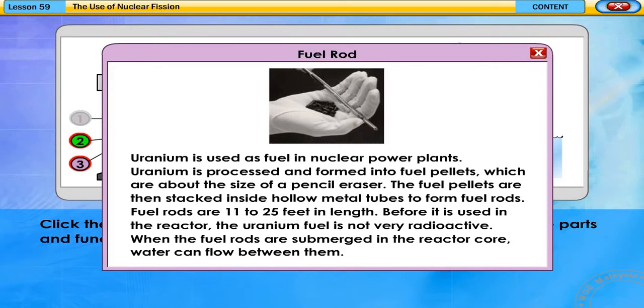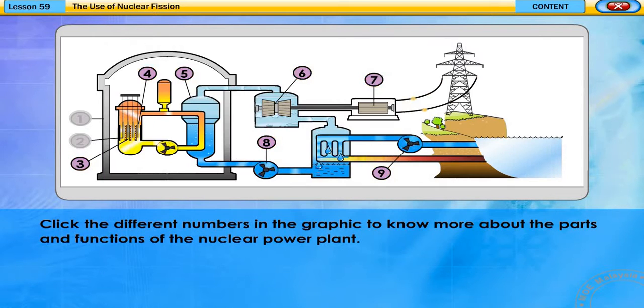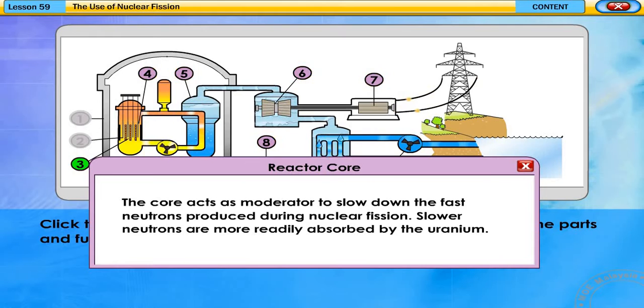When the fuel rods are submerged in the reactor core, water can flow between them. The water acts as a moderator to slow down the fast neutrons produced during nuclear fission. Slower neutrons are more readily absorbed by the uranium.